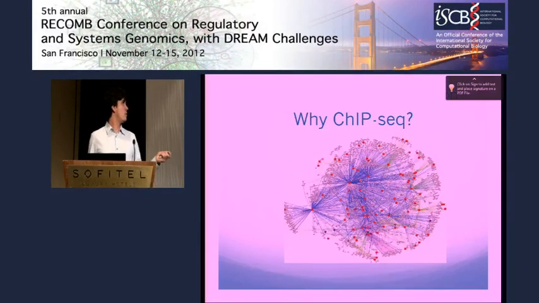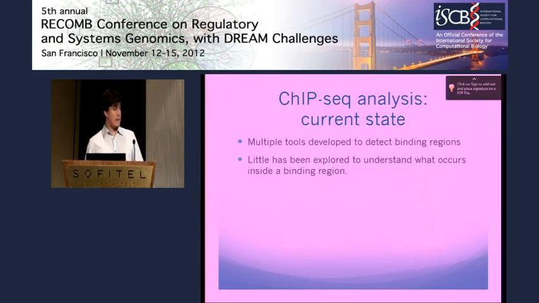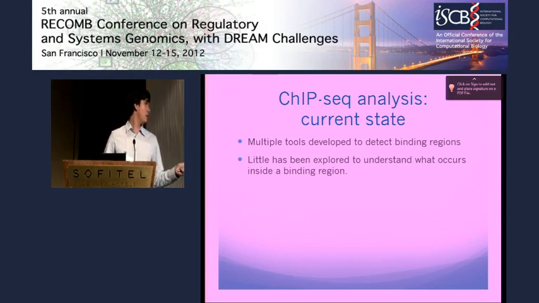So just to start, why ChIP-seq? One example, our lab has been working using ChIP-seq to map all the regulatory network of Mycobacterium tuberculosis. Tuberculosis has about 200 transcription factors. Also, ChIP-seq is useful to study enhancers, as we saw in the keynote talk today. So the current state of ChIP-seq analysis, there are multiple tools. Most of them are developed to identify binding regions. However, little has been explored to understand what occurs inside each of the enriched regions.